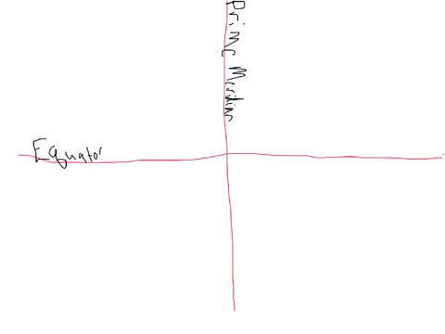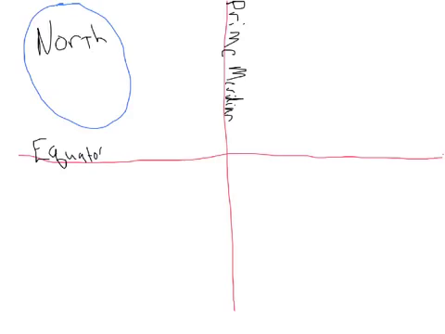So I want you to do this with me. Again, it doesn't have to be perfect. Just draw a circle about that size there to represent North America. It should have gone maybe a little bit closer to the equator, but that's okay. And then I want you to go ahead and label North America.